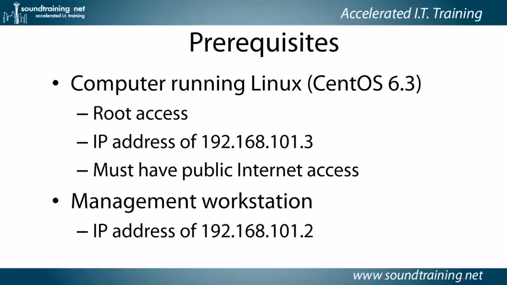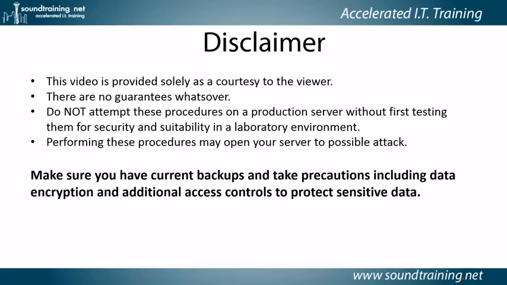You'll also need root access, an IP address on the server of 192.168.101.3. You can certainly change that to whatever you want, but the way I'm going to demo it, I'm going to use that address. And you need to have public internet access because we're going to be using yum to install the software. And you'll need a management workstation with an IP address of 192.168.101.2.